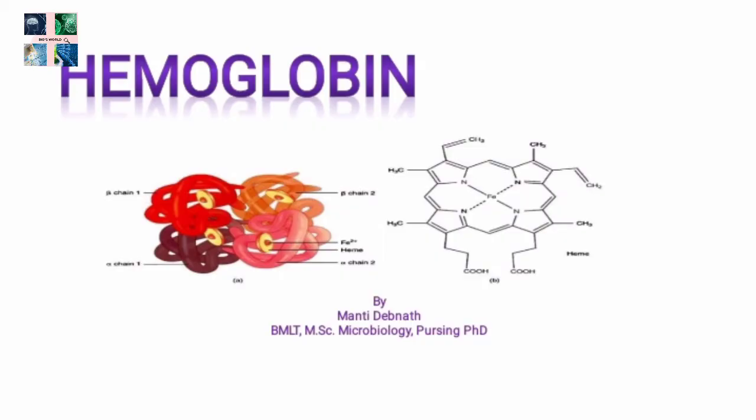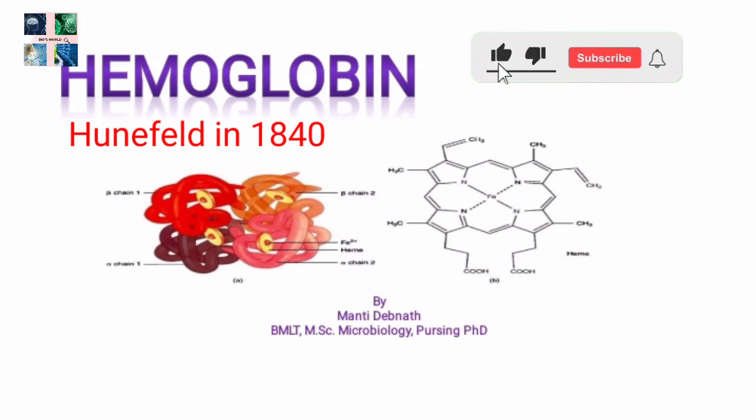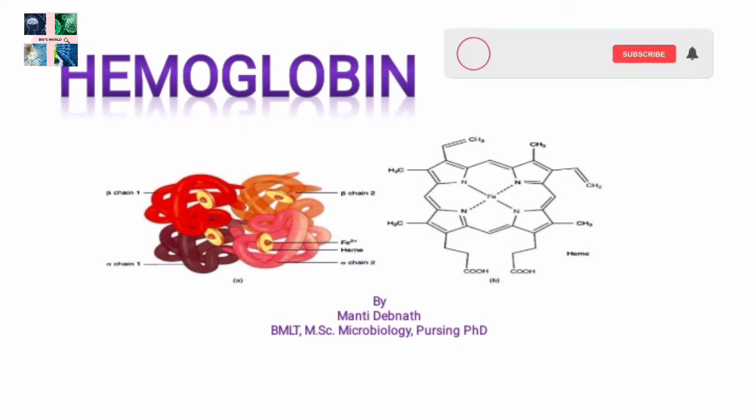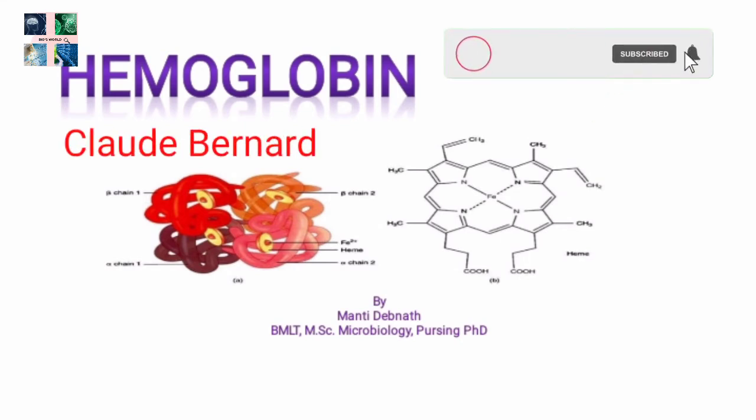Today's topic is hemoglobin. Hemoglobin was discovered by Hünefeld in 1840. The role of hemoglobin in the blood was elucidated by the physiologist Claude Bernard.